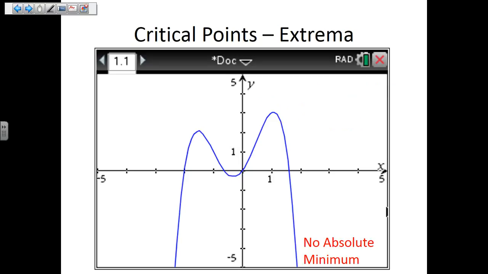Now this graph does not have any absolute minimums. Those two end behaviors go down forever. So it has an absolute maximum, that very top point, but it has no absolute minimum because it keeps on going down forever.